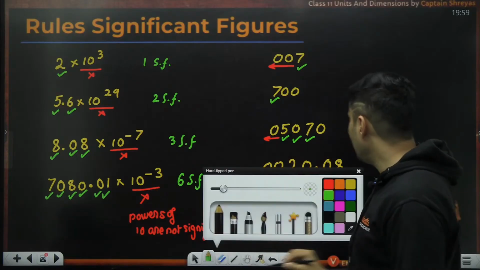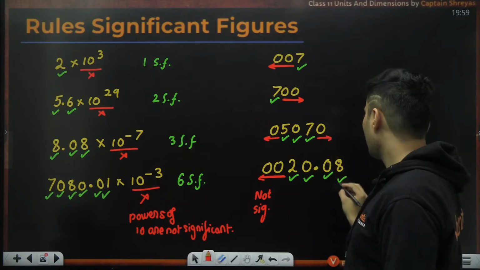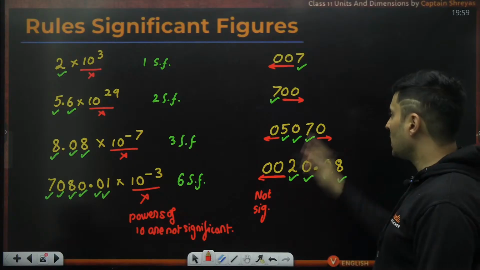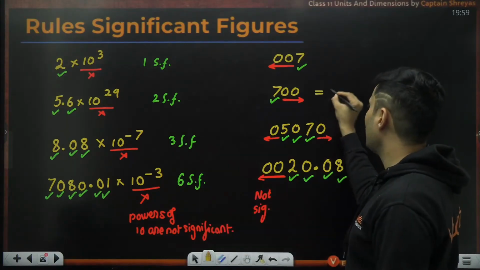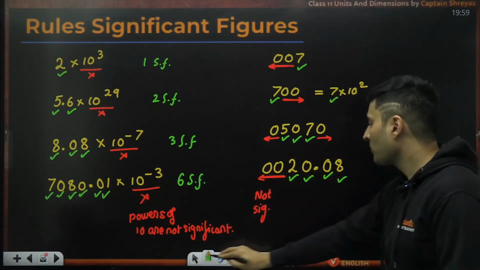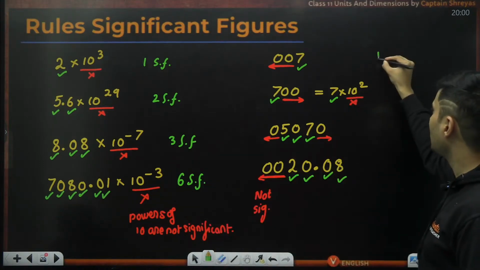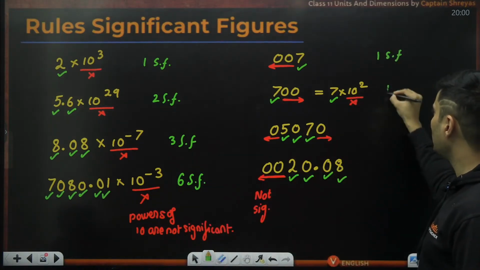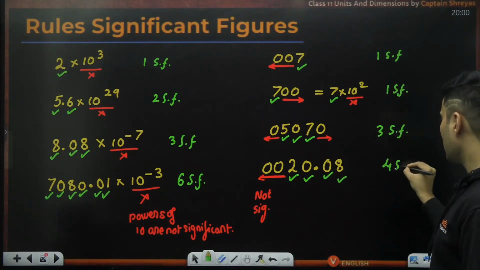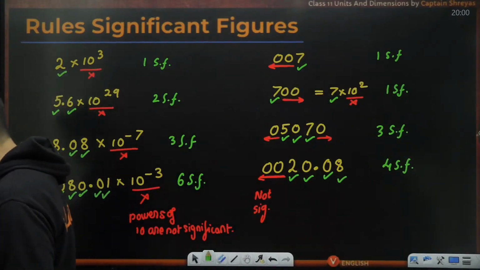So now what about the ending ones? There is no decimal point. So when there is no decimal point, here there is nothing. All of them are again not significant. Ignore them. In fact, 700 is the same as writing 7 into 10 to the power 2. So this has exactly 1 significant figure, and as you can see, this should never be counted. So this has 1 significant figure. This has also 1 significant figure. This has 3 significant figures, and this has 4 significant figures. Is that right? Yeah.